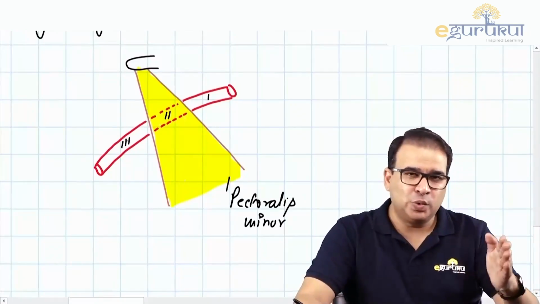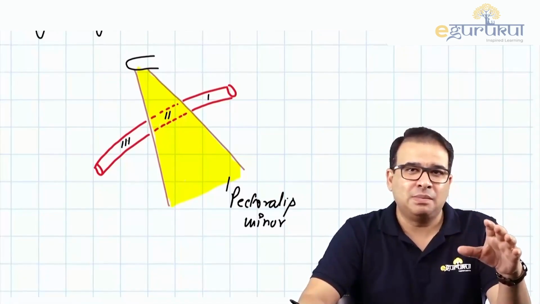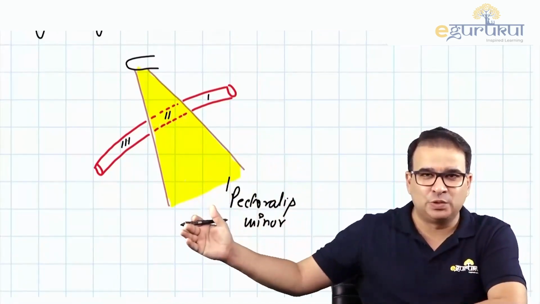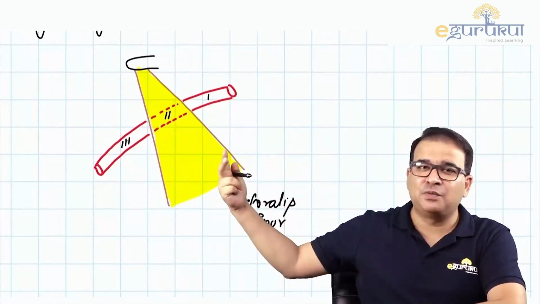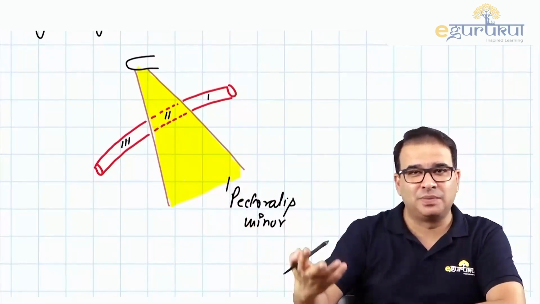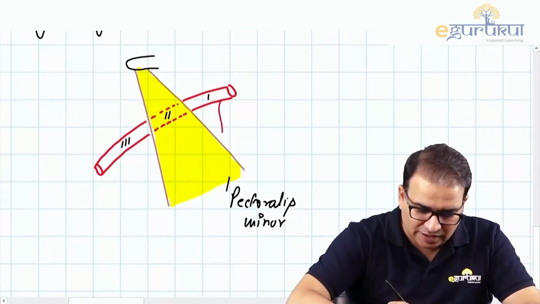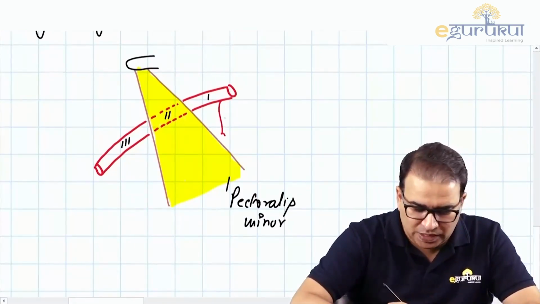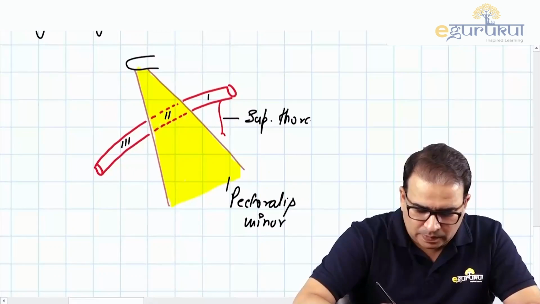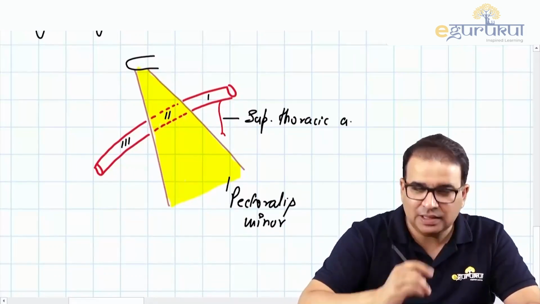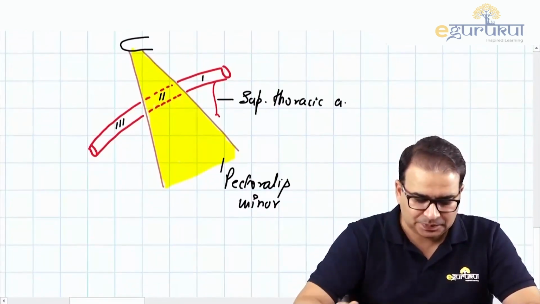So we got 1, 2 and 3 parts, and the branches of axillary artery can also be easily remembered with the same 1, 2, 3 sequence only, because first part of axillary artery will give 1 branch, second part will give 2 branches, and third part will give 3 branches. So guys, the only branch coming from the first part of axillary artery is called the superior thoracic artery. There is a superior thoracic artery, and that is the only branch coming from the first part of the axillary.